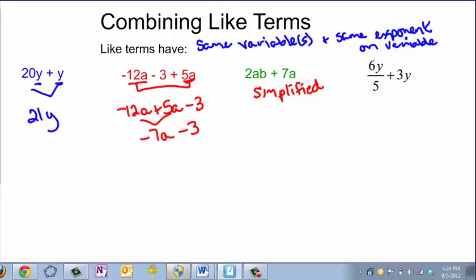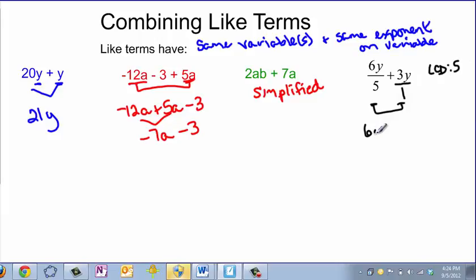Finally, this last one's a little tricky. 6y over 5 plus 3y. This is really 3y over 1. So we can see that these are like terms. We can combine those. Now, if we're going to combine them, remember it's adding, so we have to get the same denominator. The least common denominator between 5 and 1 is going to be 5.